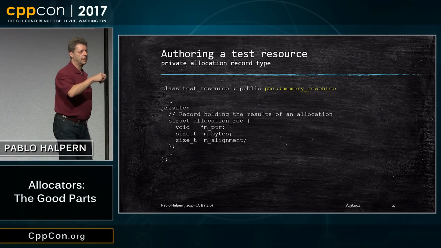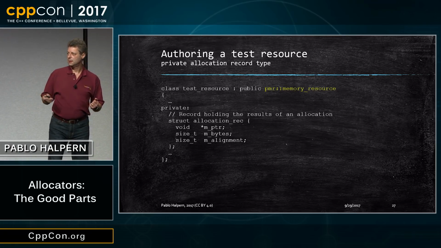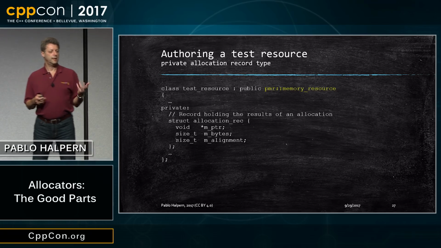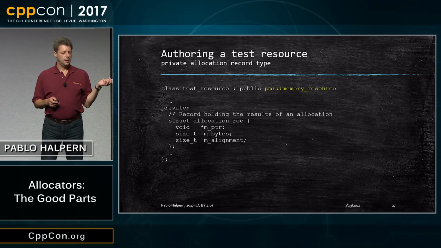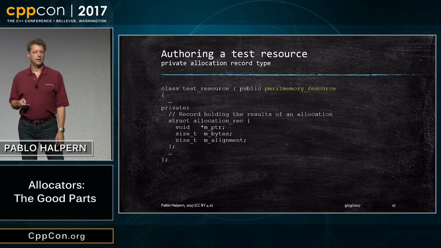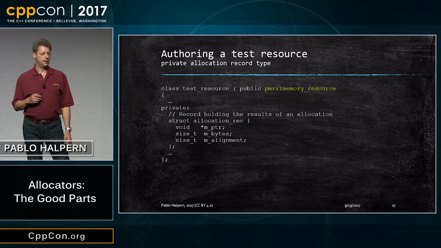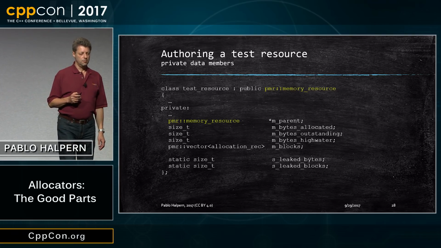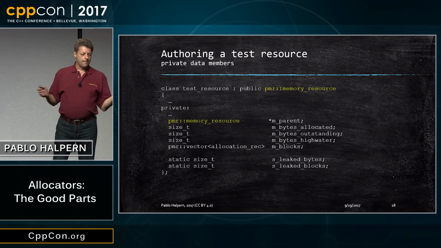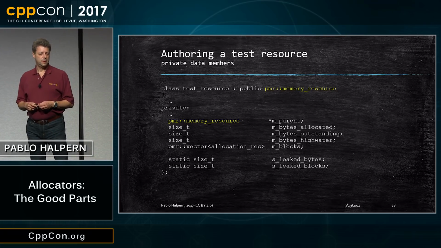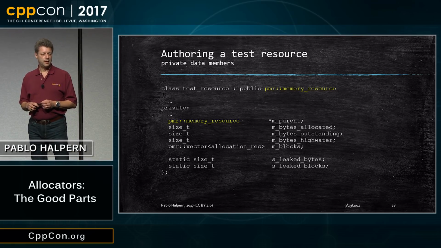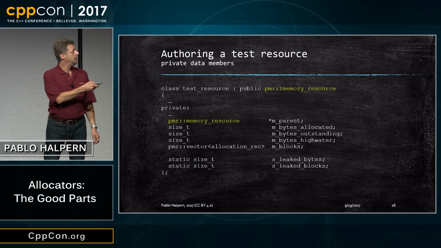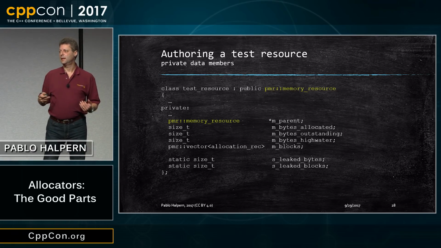In order to keep track of our allocations so that we can match deallocations with allocations, we have this simple record that records every allocation: the memory that was returned, the alignment, and the size of that block of allocated memory. So we can look for mismatch. And then our private data members: we have a pointer to our parent or upstream resource, a bunch of things to keep track of statistics, and then this vector here of the blocks that we allocated, so it can keep track of everything that we allocated.